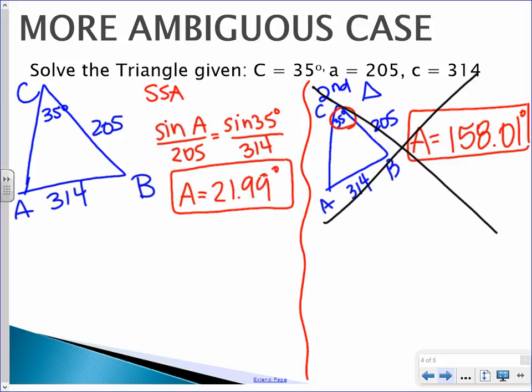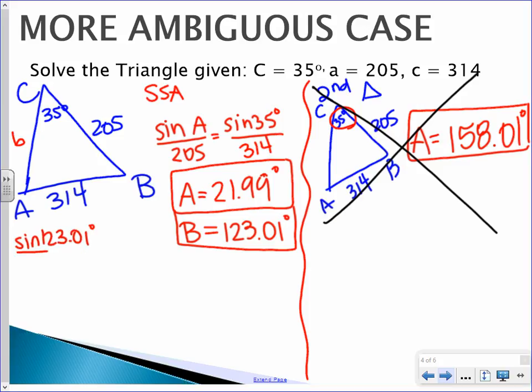If angle A is 21.99 degrees, we have a given angle C of 35 degrees. What is angle B? 123. Isn't it nice when you get to a third angle? It's kind of a sigh of relief. Okay.